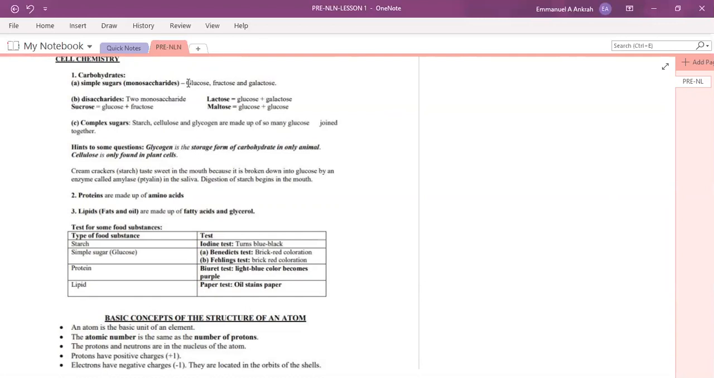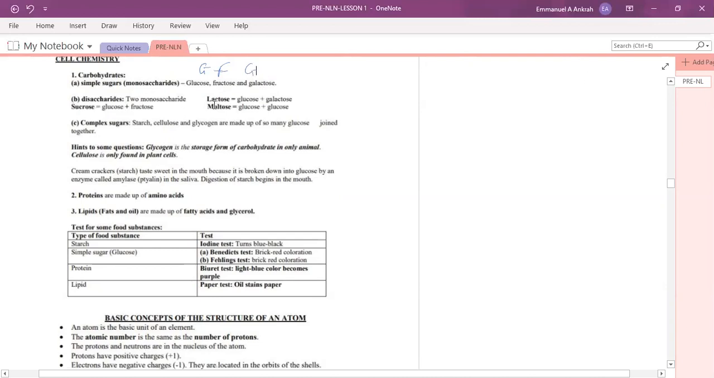So one way is to use mnemonics or just an abbreviation to help you. So is it GFG or GGF? Something to help you remember. Those are the simple sugars: glucose, fructose, and galactose, the common ones. And out of this, we can form the disaccharides. Disaccharides are two sugar molecules. And they are sucrose, maltose, and lactose. Those are the disaccharides.